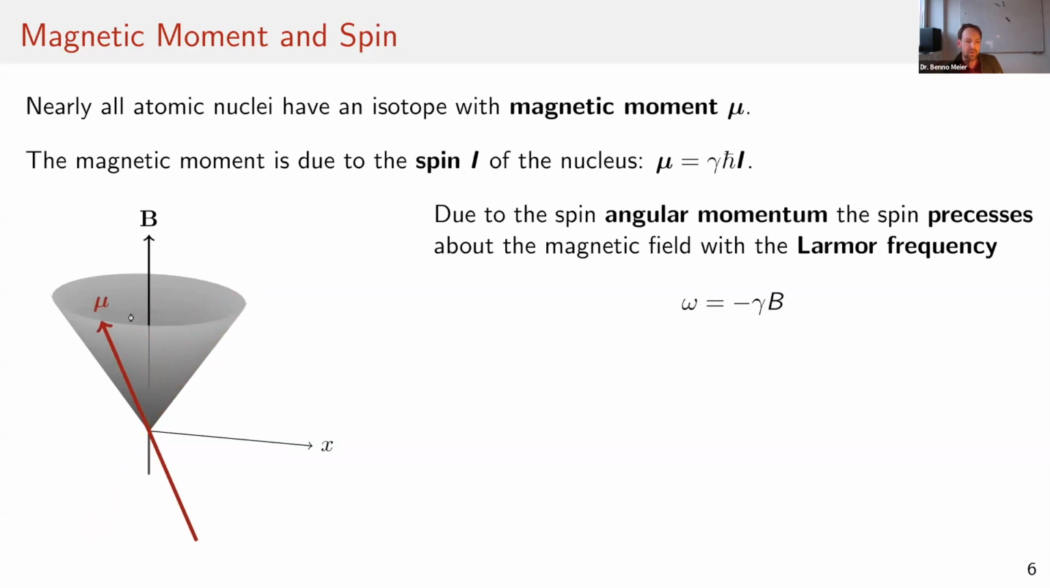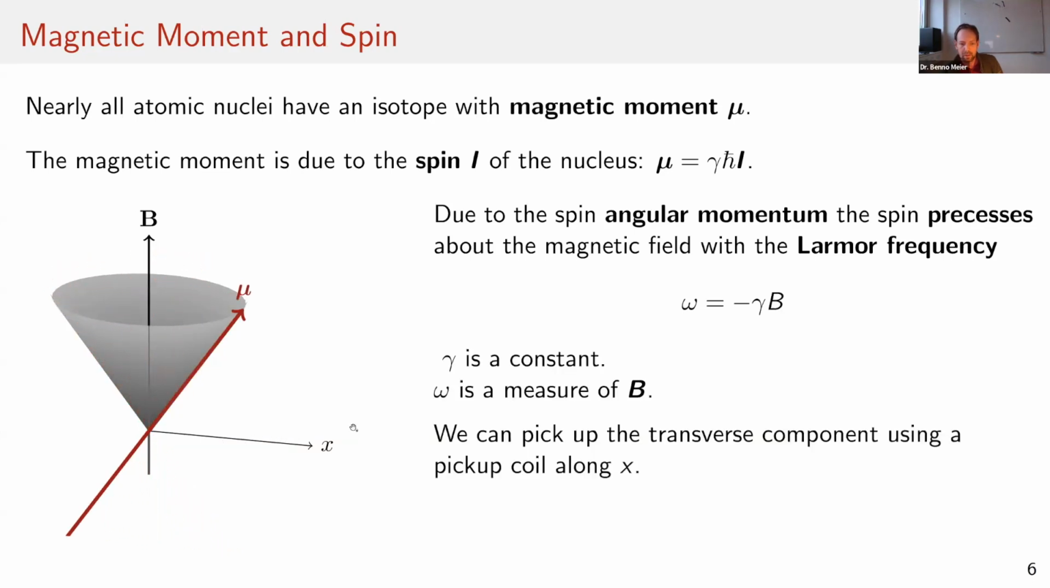We have this precession here on this cone. And now we see that we have a transverse component that would oscillate here. So what we can do is we could put a coil around this x-axis here, and then we would get a changing flux through that coil, and that is something we can pick up and record a signal. That's Faraday's law of induction.